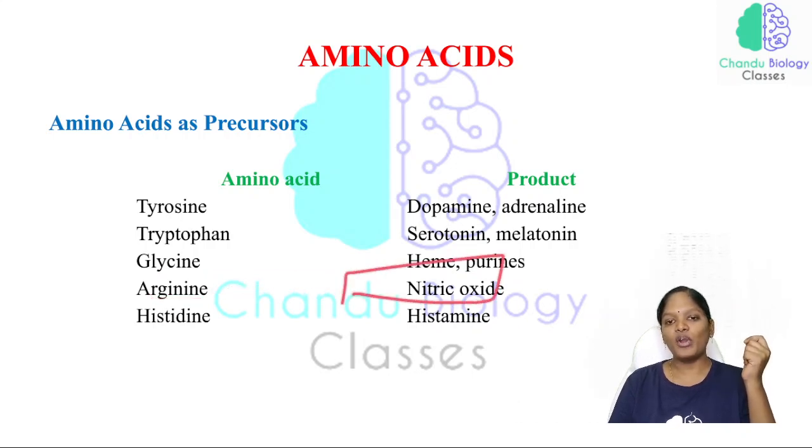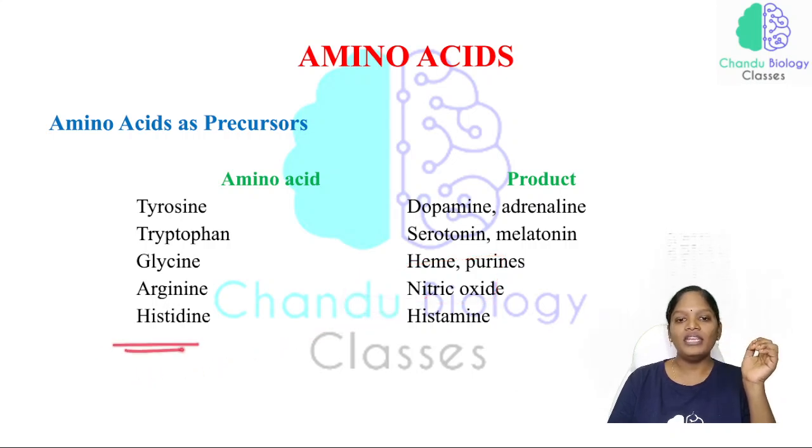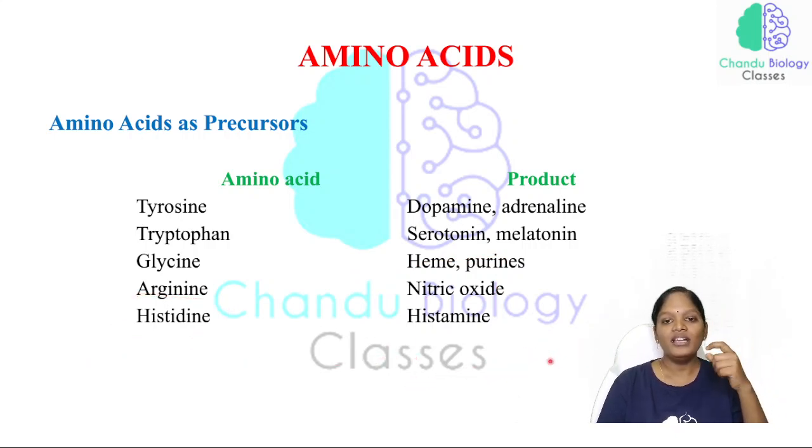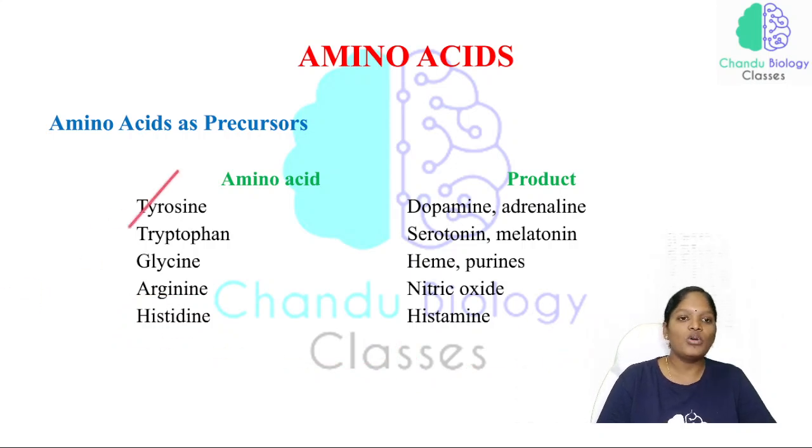Arginine is very important to produce nitric oxide. Histidine is very important to produce histamine, which is important in mast cells. So all these amino acids are precursors to produce different important compounds.